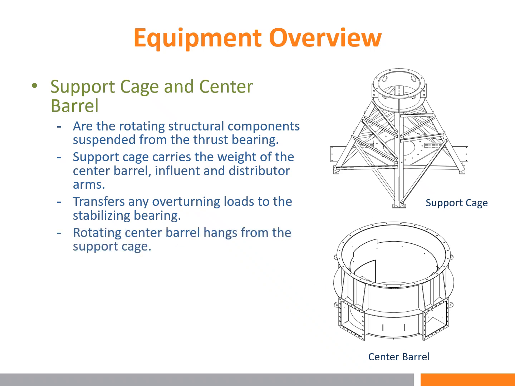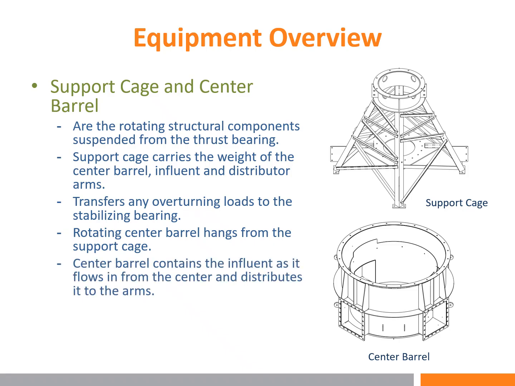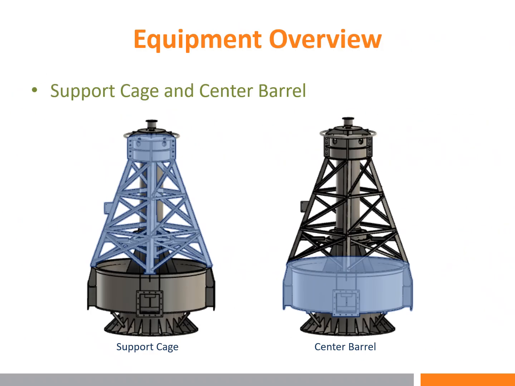The rotating center barrel hangs from the support cage. The center barrel contains the influent as it flows in from the center and distributes it to the arms. This illustrates the support cage and center barrel assembled and placed over the center mast.